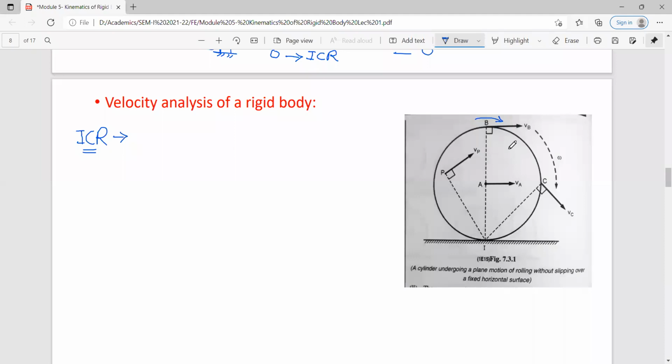Point I. Yes, correct. It is not the center point. It is the point of contact where this cylinder touches the ground. And about this point, you can consider that at this particular instant, the whole cylinder is turning about this point. So this is your center of rotation I, and not the center of the cylinder.